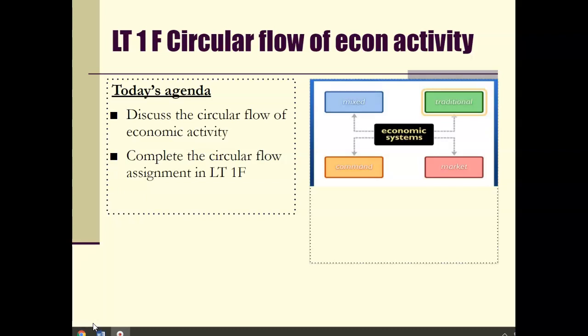We've looked at economic systems. We looked at the command system as well as the market system. A traditional system would be something like bartering, trading, direct trade. And then most economies are actually mixed with some aspects of a command economy or a market economy.